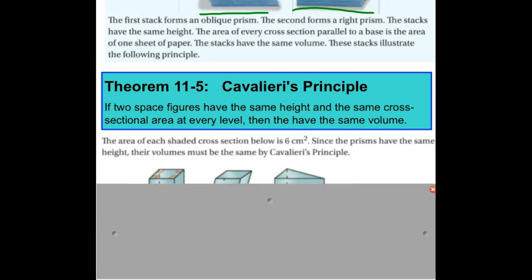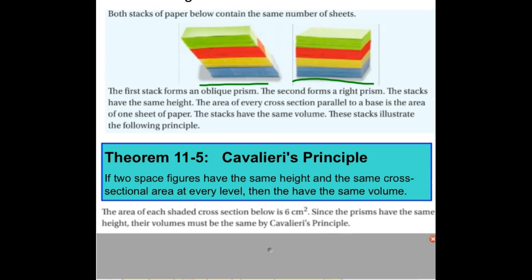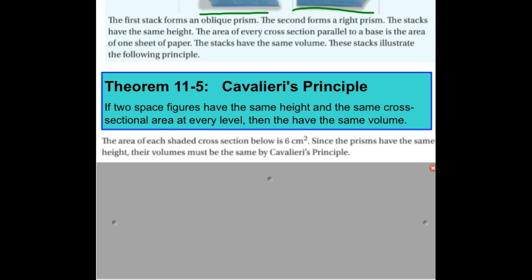All right, and this is what we refer to as Cavalieri's principle. Cavalieri's principle says that if two figures have the same height and the same cross-sectional area at every level, they have the same volume. Looking back at these, they both have the same height, obviously. And if you make cross sections each time, each one is just a sheet of paper, and each sheet of paper is the same size as every other sheet of paper in the two stacks, which is why they would have the same volume.